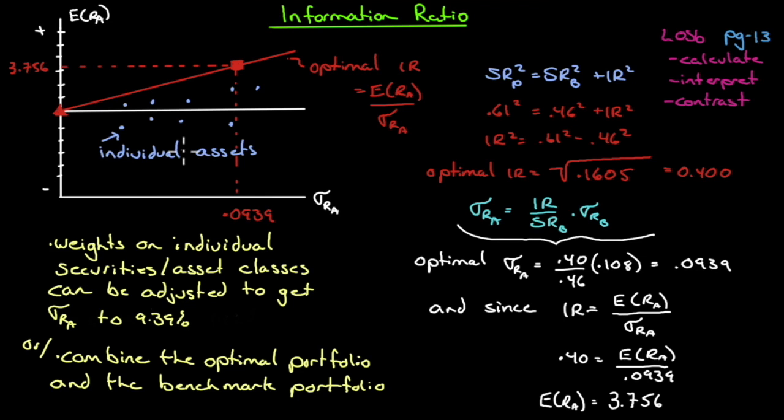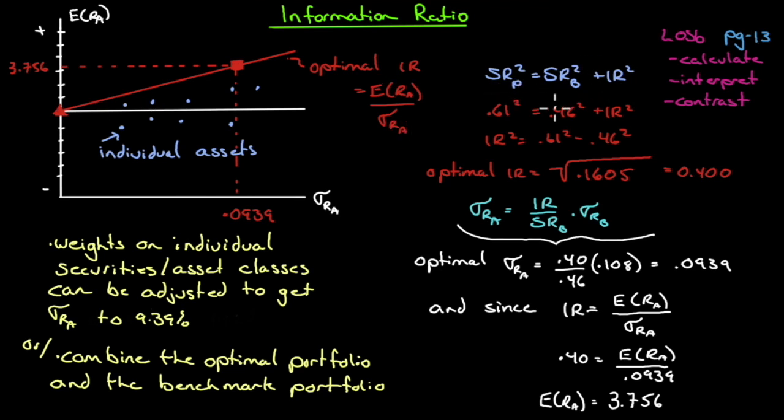So let's have a look at what that optimal information ratio should be. And it is equal to the expected active return divided by active risk, right? So you think about it as rise over run. And what's your rise? It's your expected active return over your active risk.